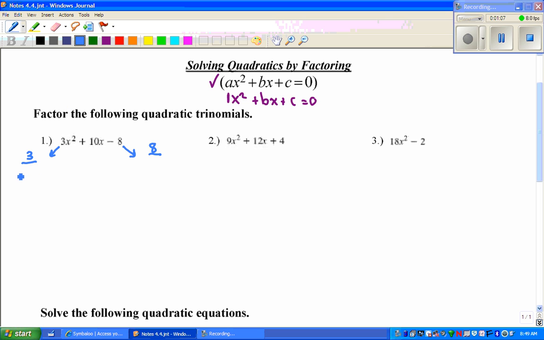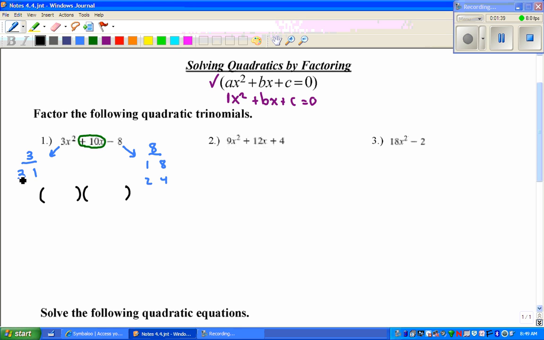So for the a value, my factors of 3 are 3 times 1. And for my 8, my factors of 8 are 1 times 8 and 2 times 4. Now what we're trying to do is find a pattern between these sets of factors and these sets of factors that'll get me to 10. So as always with factoring quadratic trinomials, we're going to put in 2 sets of parentheses, and we're going to try and break it up now.